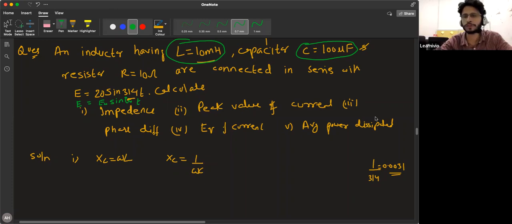Please write the answer of first part if you did. No one got the answer for the first part? Okay, Saifullah. Okay, Alia got some answer.